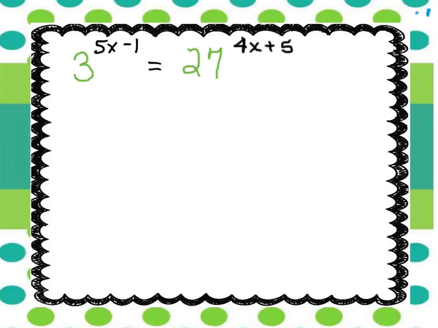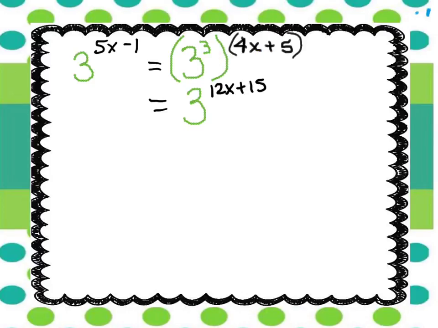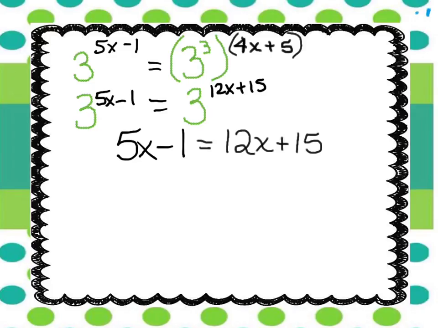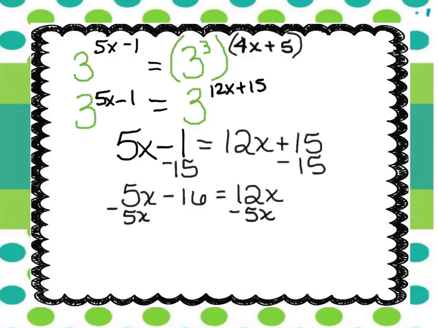Again, here's another situation where the bases are not equal, and we notice that 27 could be converted to 3 cubed. Now the bases are equal. So when base is equal to base, then exponent equals exponent. All we have to do is apply the properties of exponents to combine these two powers, and we're going to get 12x plus 15. Now we can just set the exponents equal to each other and solve this equation. Sometimes your answer will come out as a fraction. And there you go. Again, this is pretty much routine.